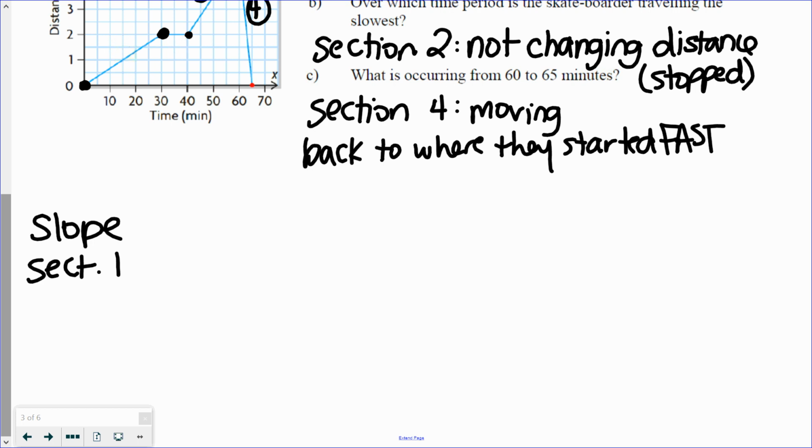So for this first segment, it doesn't matter which point you call point 1 and point 2, just as long as you're consistent. So I'm going to call this point 1 and this point 2. So again, your slope is equal to y2 subtract y1 over x2 subtract x1. So my y coordinate of point 2 is 2. My y coordinate of point 1 is 0.